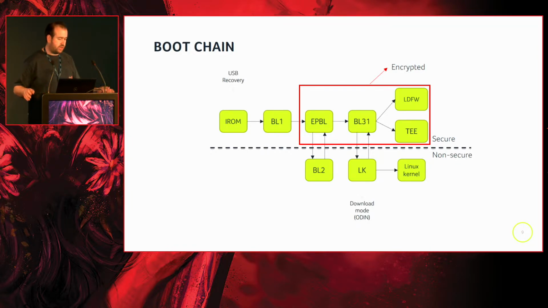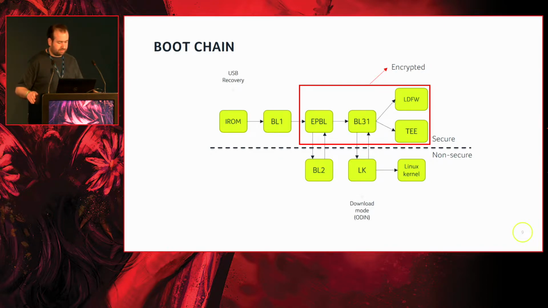So this is the boot chain of the S21. It's a fairly typical boot chain. First the boot ROM will start the chain of trust. It will then load BL1 in secure mode. BL1 will run from SRAM and load the next stages, so EPBL. As you can see from this box, all the next stages that run in the secure world are stored encrypted, both in flash and in firmware updates. So this is a bit of a black box for an attacker.